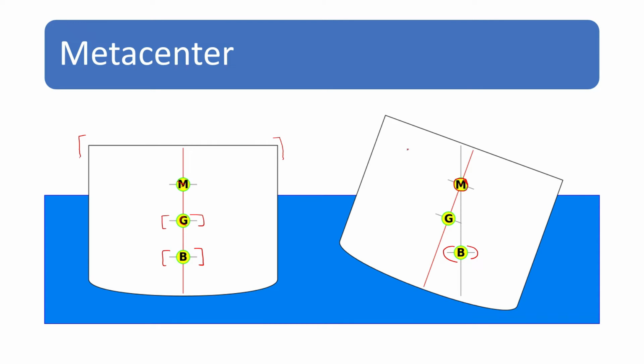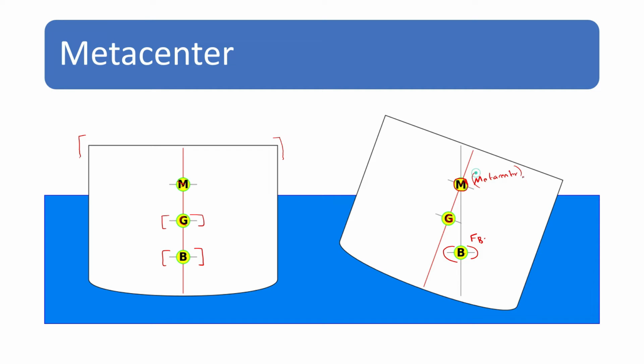When this vessel is tilted, the center of buoyancy will be shifted rightward, and a force will be acting upward through this new center of buoyancy. The center of gravity will remain the same. So if you draw a line through here, it will meet the earlier vertical axis at a point, and this is called the metacenter.